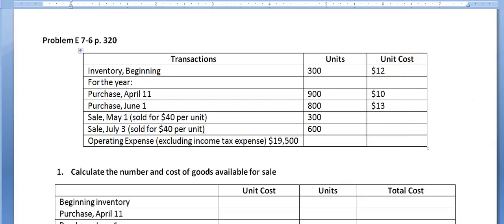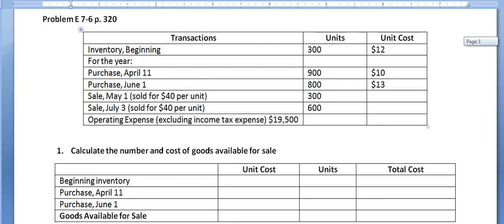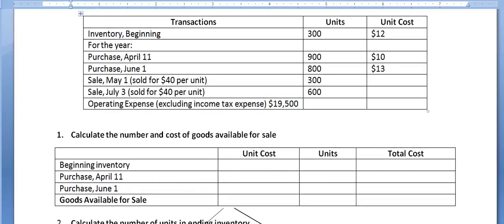So in our first step, let's calculate the number of units and the amount of dollars of the goods available for sale. You might recall from an earlier chapter the cost of goods sold formula. We start with our beginning inventory and we add our purchases to determine the cost of goods sold. So that's what we do here. Here's our beginning inventory and there are our purchases. We're going to total to get the goods available for sale.